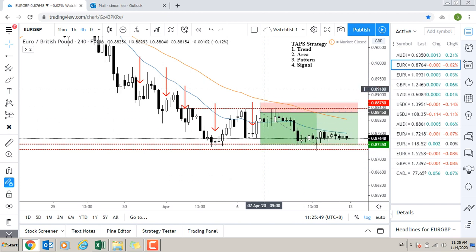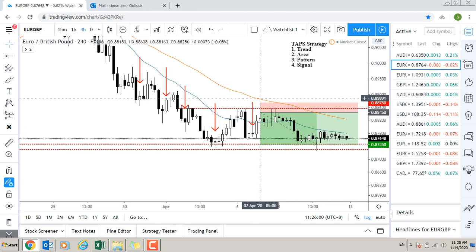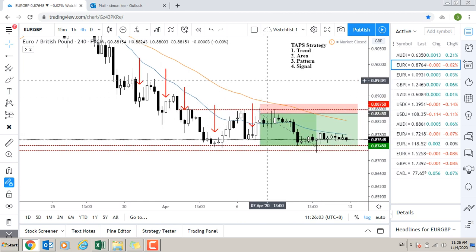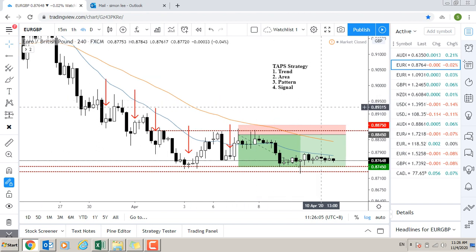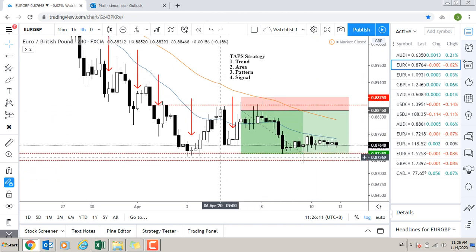Okay, so I saw a trend, I identified an area, I have a pattern, and I need a signal. So basically this bearish pin bar is my signal. Some of you might be confused: how come your first sample, you are talking about looking at the next level of lower low, lower high, or higher low, so the next level of low, as your target. But how come you are looking at this level as your target?